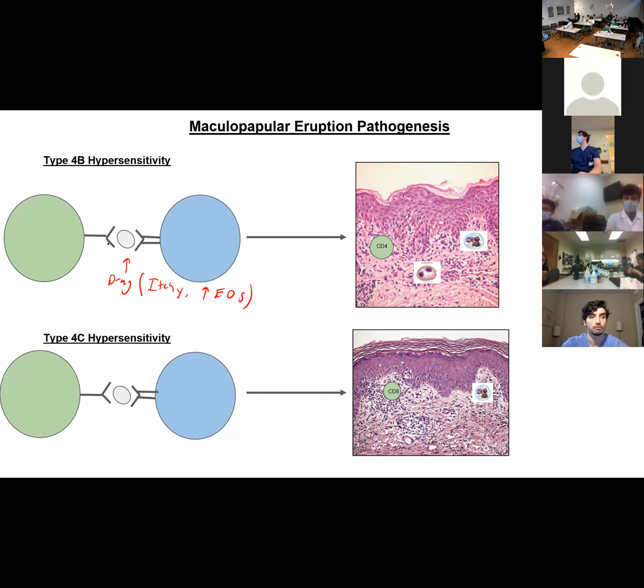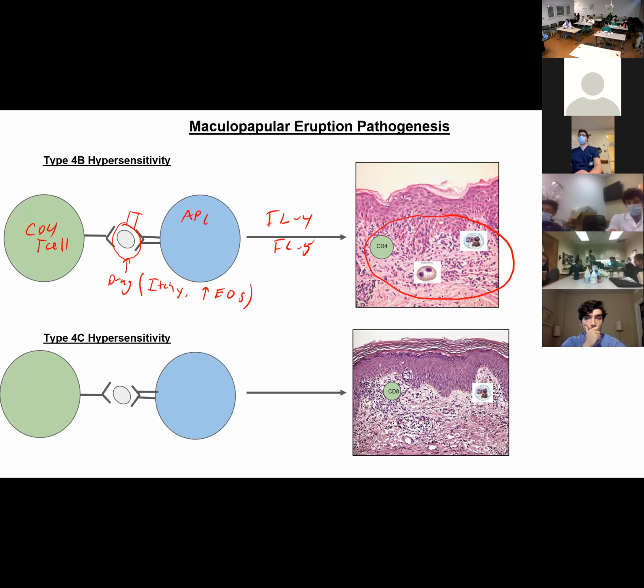The way these occur is that you have your APC, like a macrophage right here. It takes the drug, usually attached to a hapten, and presents it to the CD4 T cell. The CD4 T cell then creates IL-4 and IL-5, causing eosinophilic inflammation of the skin, and also neutrophilic inflammation of the skin, giving you that typical maculopapular rash.